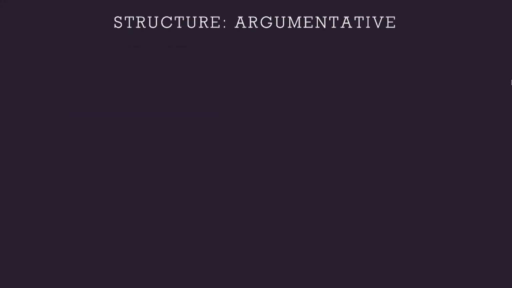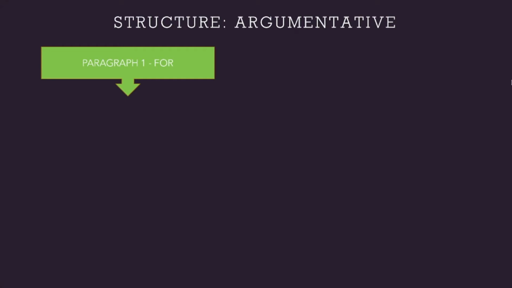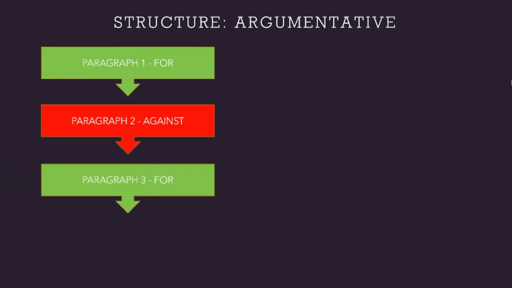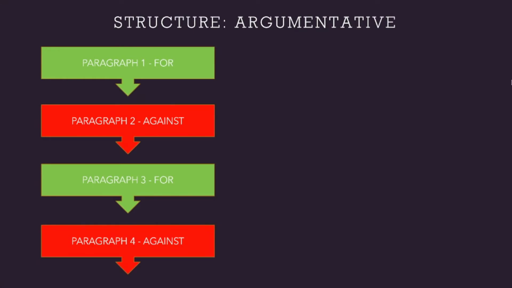So, how should you structure an argumentative essay? Well, like I said, it's up to you. It's your essay. You structure it how you want to. However, this might be a good way to do it. So, you might want to start with a paragraph for, then a paragraph against, a paragraph for, and a paragraph against, and so on. Okay? Personally, I think this works better than doing all of your fors and then all of your againsts.